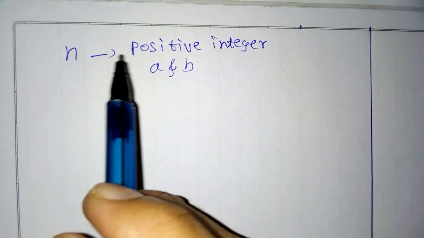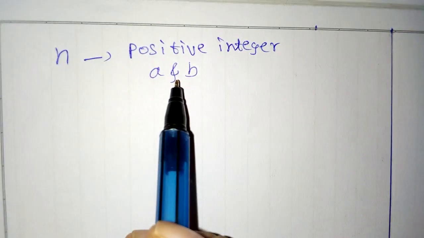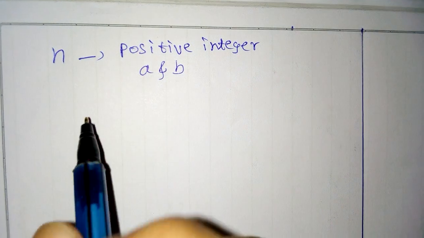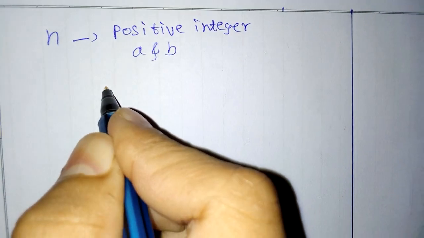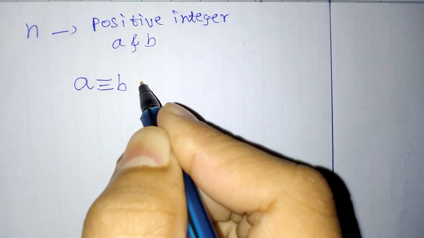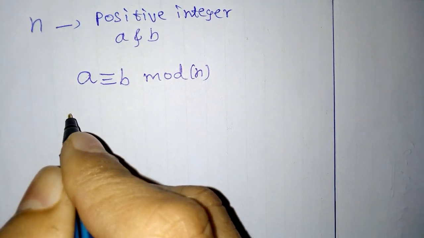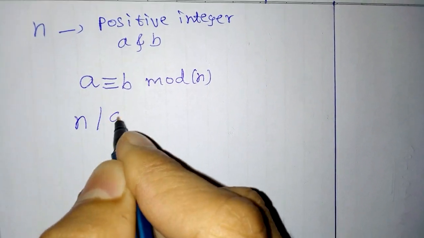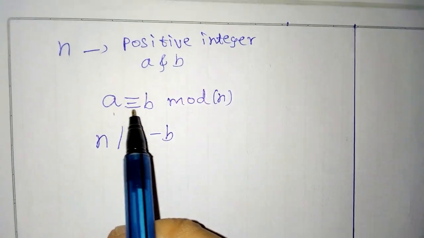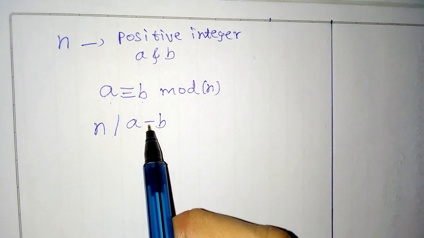Consider any positive integer n. If a and b are any integers congruent modulo n, then n divides a minus b. If a and b are congruent mod n, then n divides a minus b.